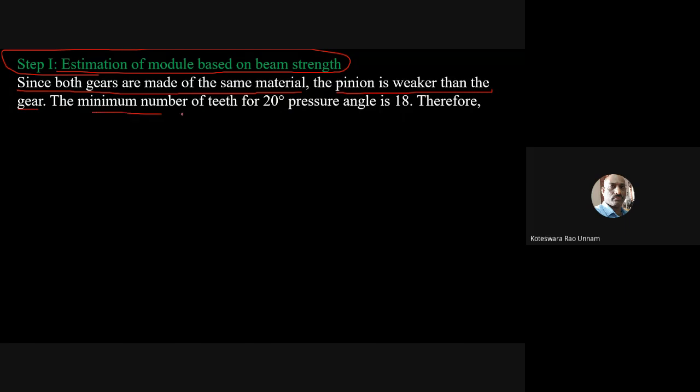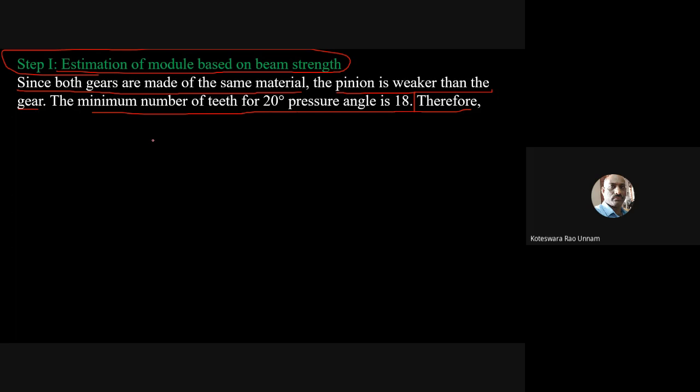The minimum number of teeth for a 20-degree pressure angle is 18. This is also important. If he has given the number of teeth on the pinion, you can take that. But he has not given that in this problem. So what you have to do is assume the number of teeth. For that, the minimum number of teeth for a 20-degree pressure angle is 18.